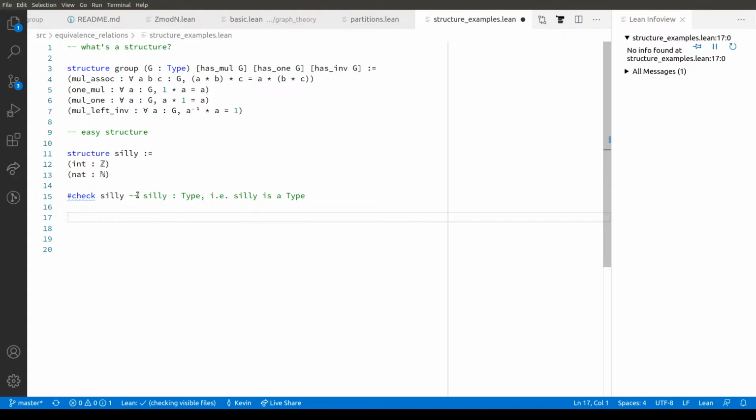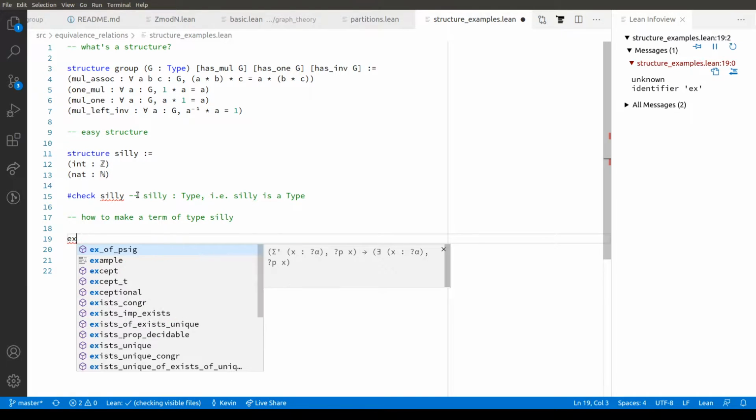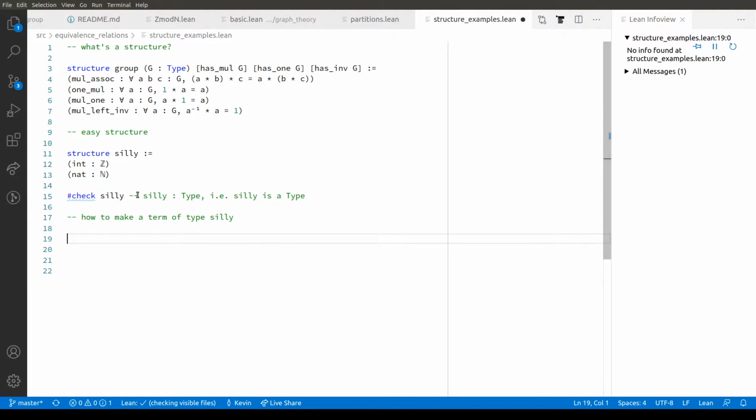So that means it'll have terms. So how to make a term of type silly? I guess I would do it like this. Example. Let's make a term of type silly. Let's define x to be a term of type silly.